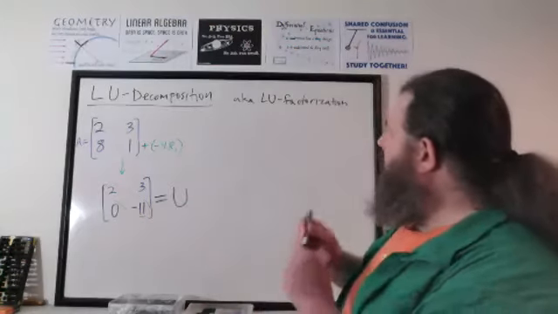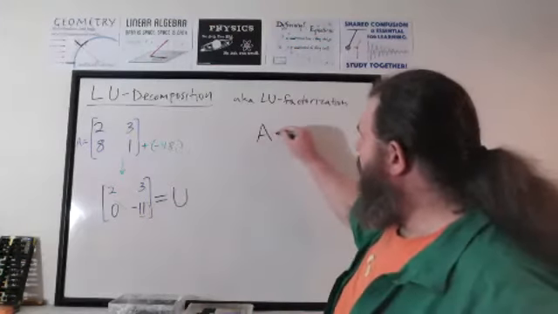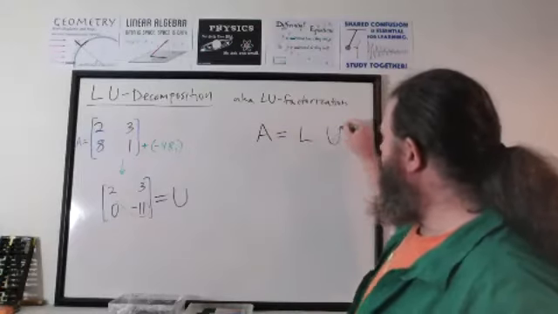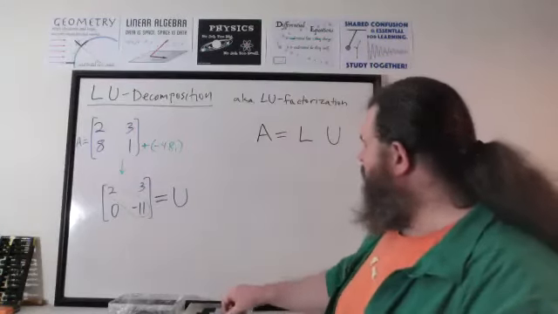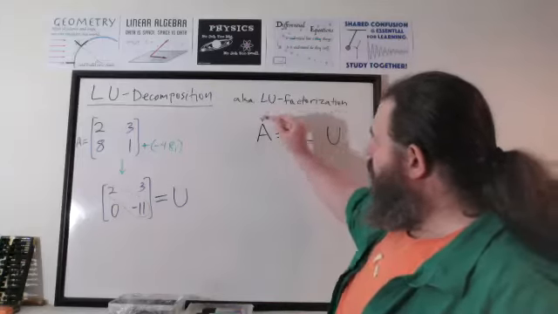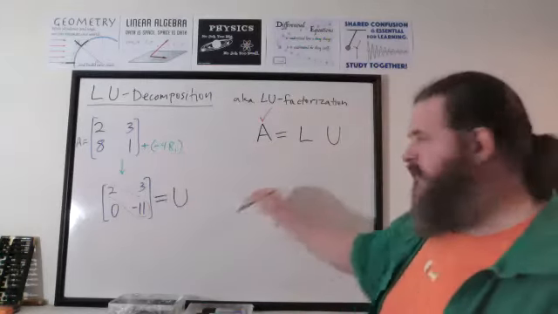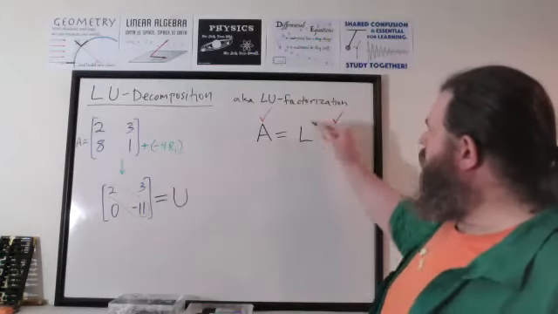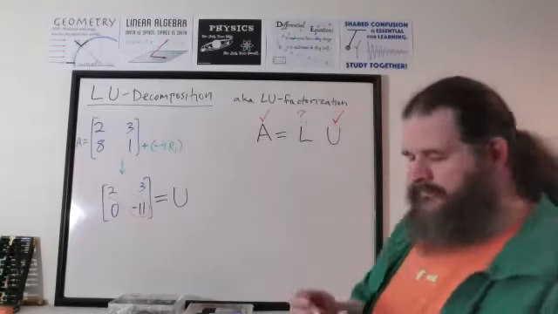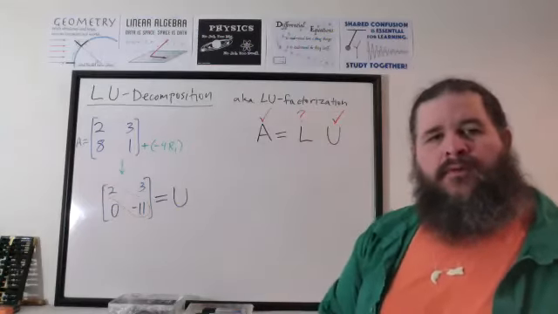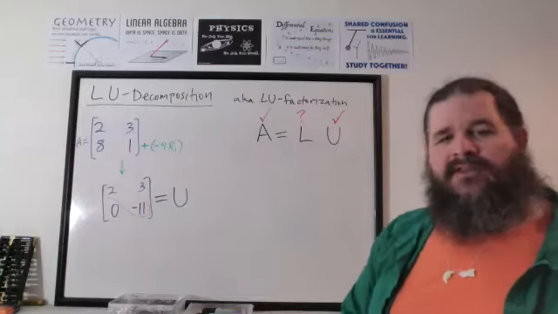So our desired goal here, we want A to equal L times U. We know A because that's what we start with. We just found matrix U. We still need to find matrix L. And one way to do that is trial and error, a guess and check sort of thing.